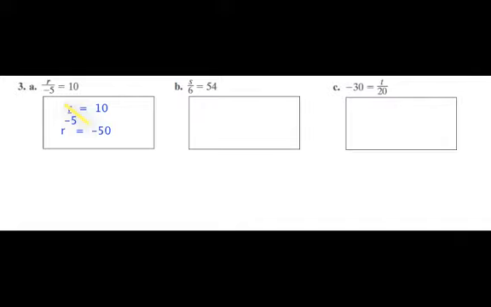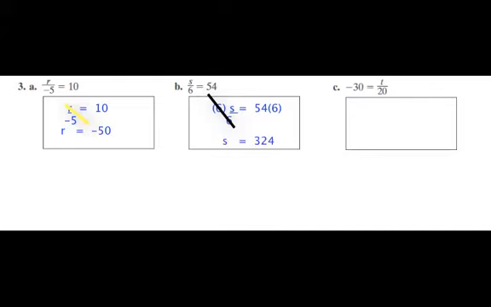Now let's look at 3b. S over 6 equals 54. We have to get S all by itself. To do that, we're going to have to multiply both sides of the equation by 6. On the left-hand side, the 6's cancel each other out, so you're left with S. On the right-hand side, we have 54 times 6, which is 324.